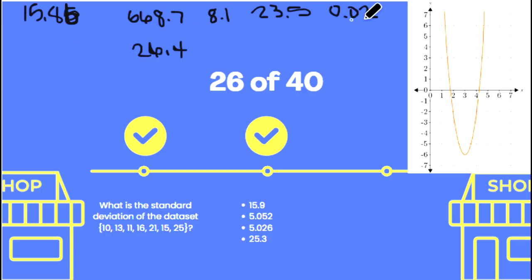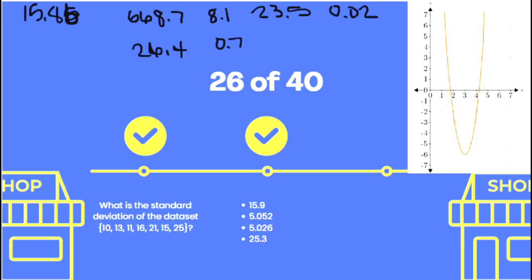Now we need 15. That's going to give us 15 minus 15.85 is going to give us negative 0.85. So 0.85 times 0.85 is going to give us 0.7.